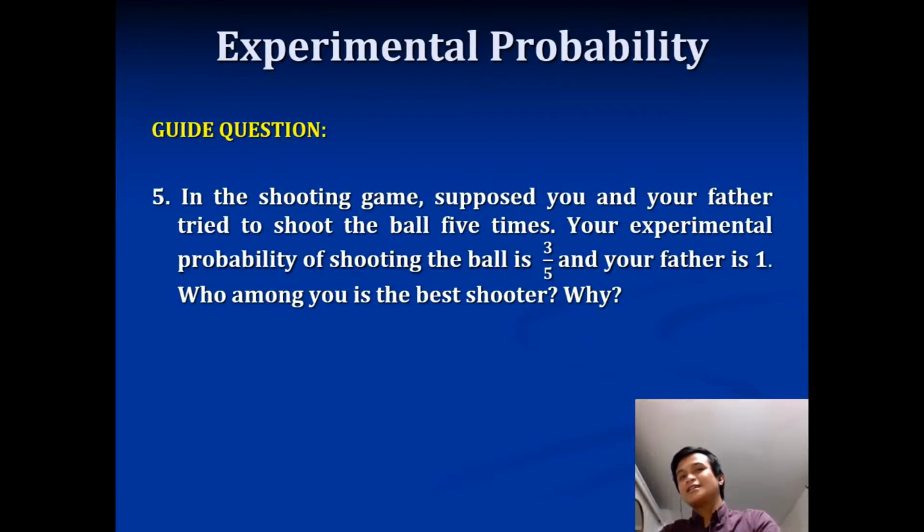So the best shooter is your father because he made the shot 5 times out of 5. So that is 5 over 5, or 1, or 100%. While your experimental probability is 3 over 5.